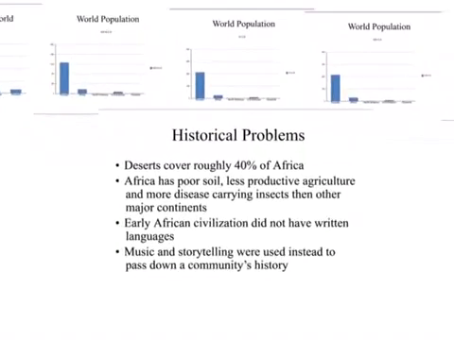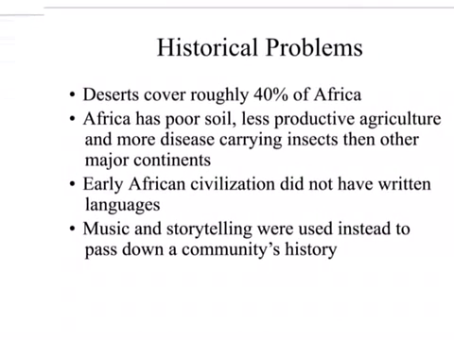And there's a couple other historical problems, and I just want to show you this. These are problems, and when I say problems, I mean problems in societies in Africa, and also problems for historians, problems in trying to reconstruct what happened there. Deserts cover roughly 40% of it. It's got poor soil, in that it's less productive when it comes to growing food, and because of its placement, because of the temperature level that you get there, you're going to have more disease-carrying insects than other major continents.